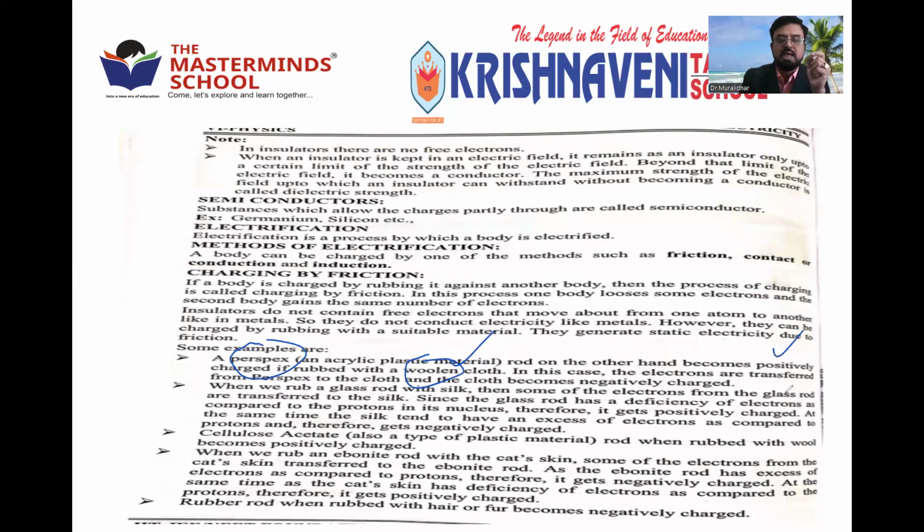In this case, the electrons are transferred from perspex to cloth to the rod, right? Negatively charged. So cloth becomes negative charge. Whichever is receiving electrons will get negative charge. Whichever is giving electrons will get the positive charge. Right? So like that, there are so many examples given here. Ebonite rod with the cat skin. Third example, see. Some electron transfer from one to another, and they get the charges.